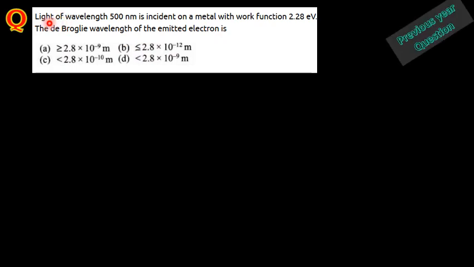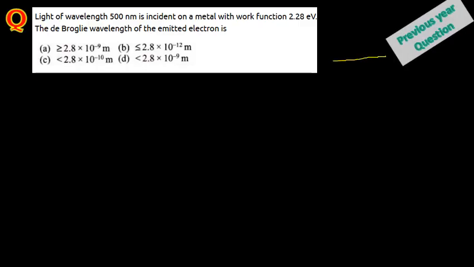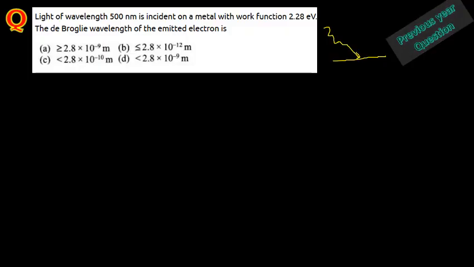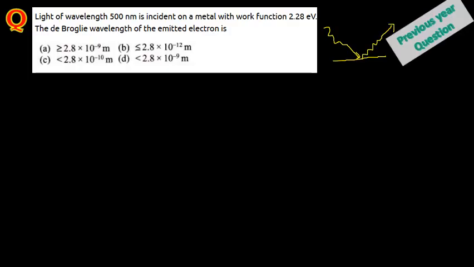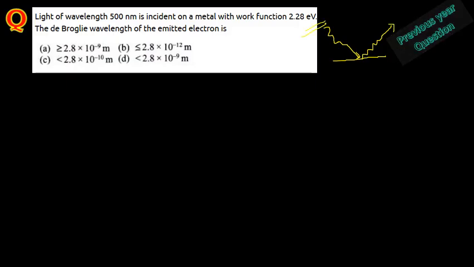You just consider here, I just put a diagram over here. See, this is the metal surface. Now light is incident over here on the metal surface. So what happens here is, because of the work function, an electron is emitted out. This is a light photon, and the electron is emitted out with the help of this work function. They have given the work function here.